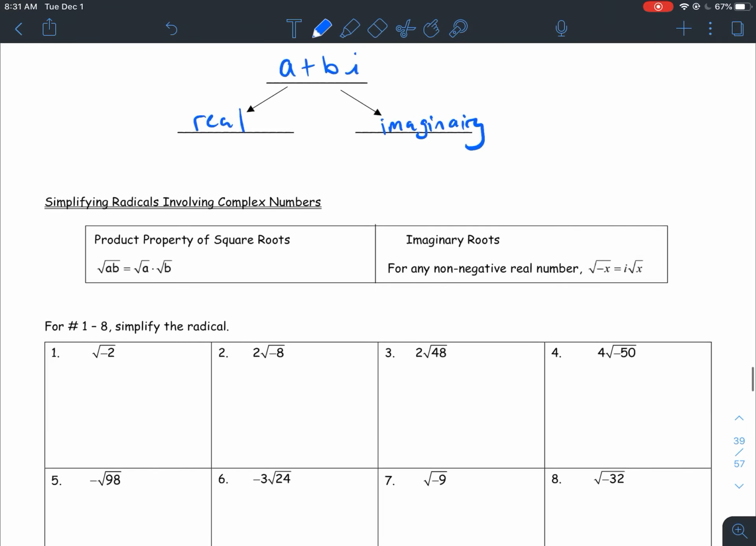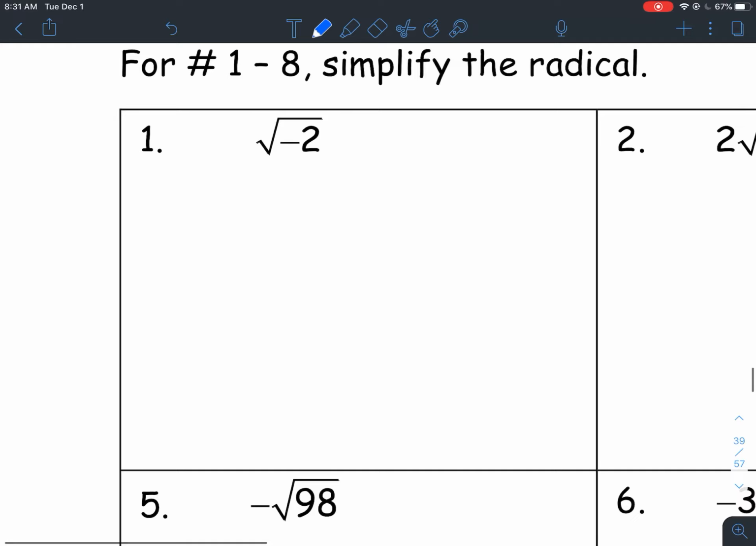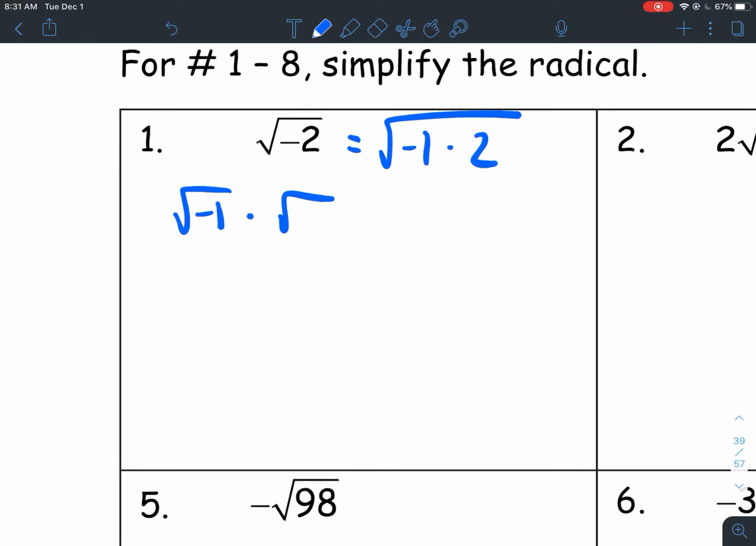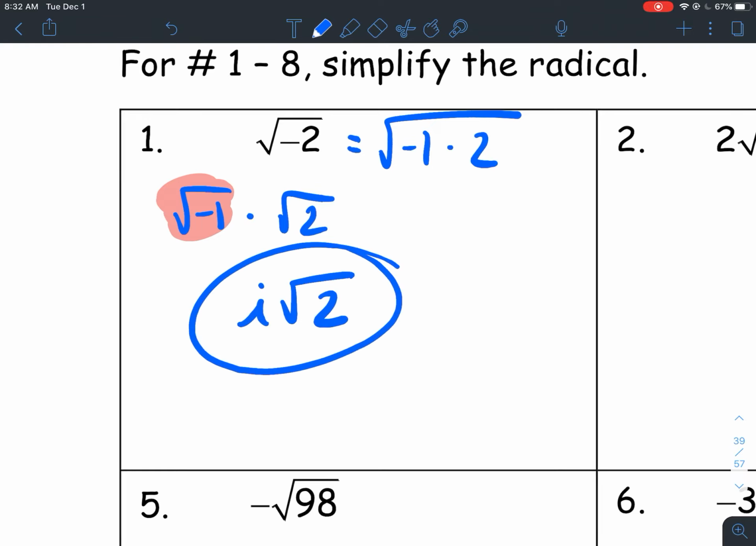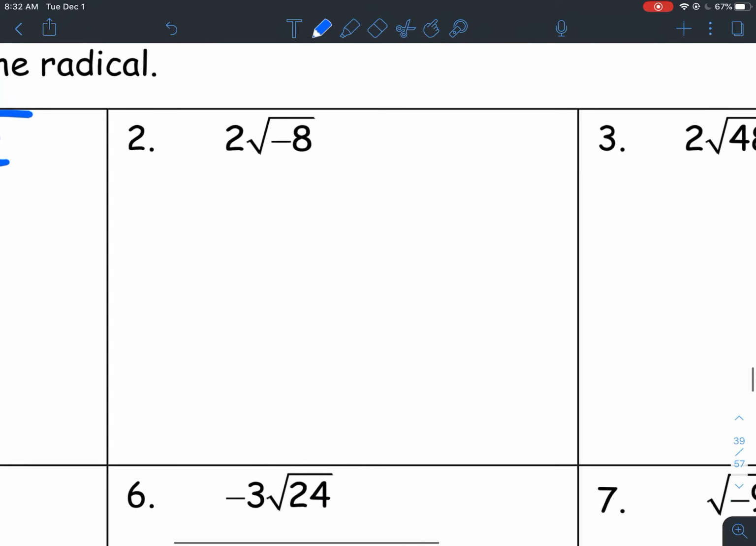So it says product property of square roots. This is the idea that you can split apart square roots if they're being multiplied on the inside. So all this means is that we can split up root -2 into -1 times 2, right? So we get root -1 times root 2. And we know that root -1 is i, right? So our answer would just be i root 2.